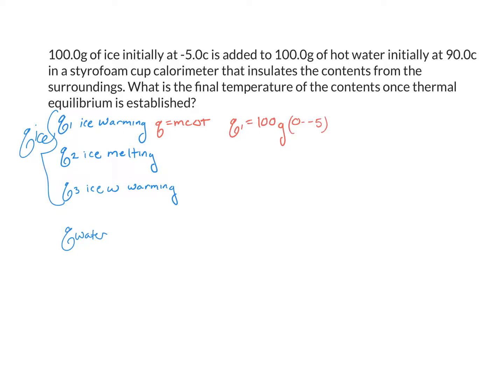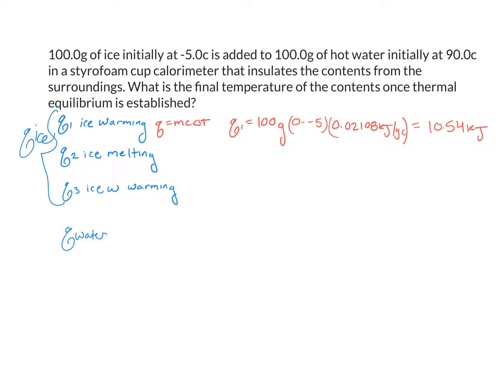Finally, we need the specific heat. We can't use the specific heat of water because that would be water in its liquid state. We need to look at our equation sheet and we see that the specific heat for ice is 2.108 joules per gram Celsius. We need to do a quick conversion from joules to kilojoules, so we actually get 0.02108 kilojoules per gram Celsius. So we input those numbers and we get 10.54 kilojoules, and that is the energy associated with the ice warming up.